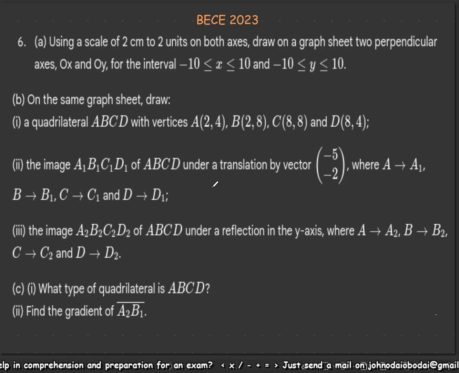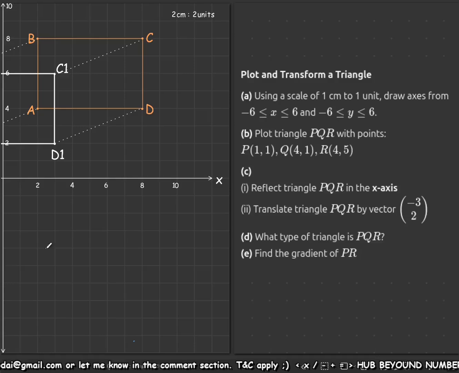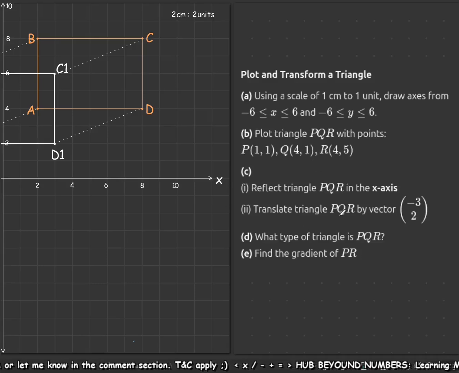Now, I'll give out some exercises as I always do, just to test your understanding. So you have the question here which says, using a scale of 1 centimeter to 1 unit, draw axis from this you have over here. You can just read it out and follow the instructions, very simple ones, and try to come up with a solution. So that ends this lesson.